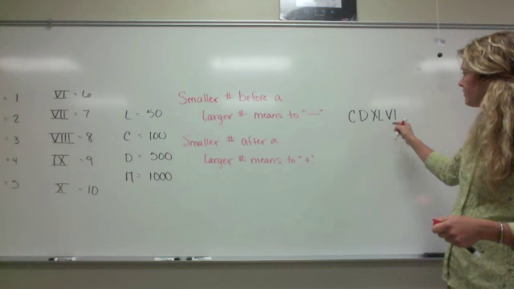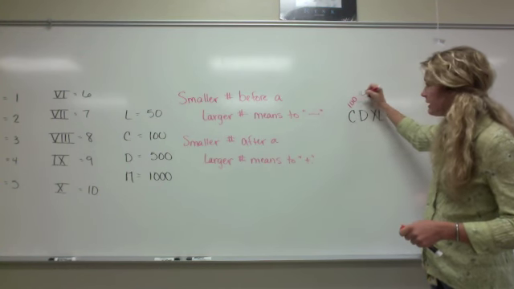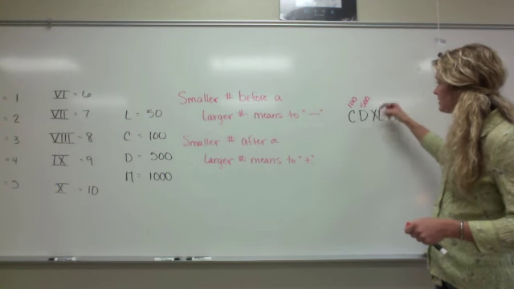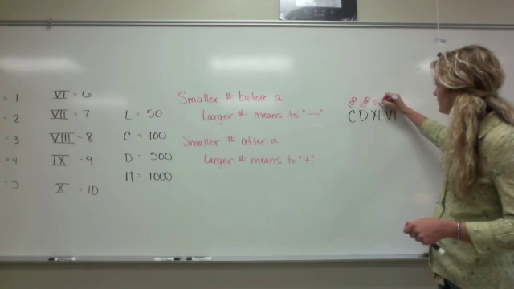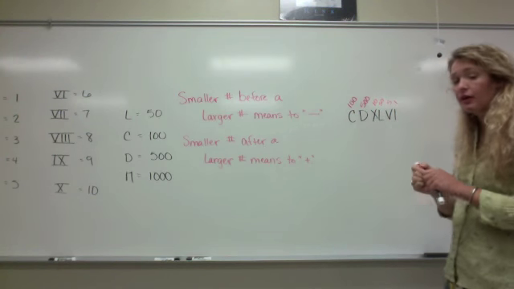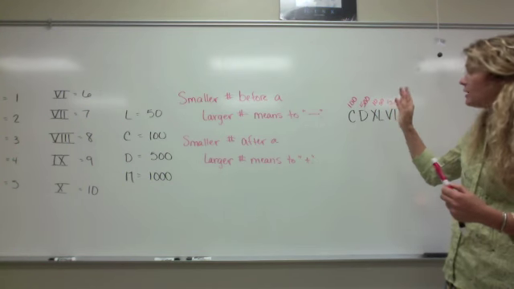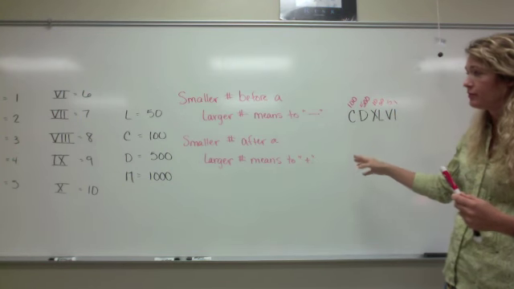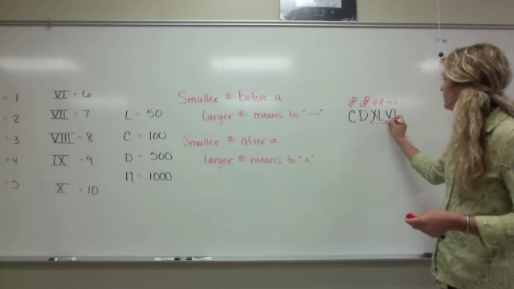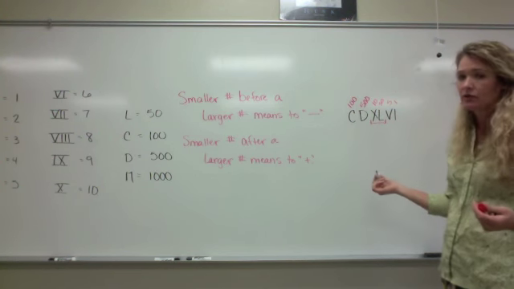C, D, X, L, V, I. C is 100. D is 500. X is 10. L is 50. V is 5. I is 1. Are there any groups that have a smaller number before a larger number? Well, yeah, we do. We have that right here, 10 and 50. All right? So those have to go together.